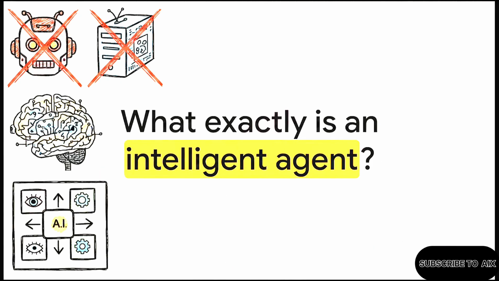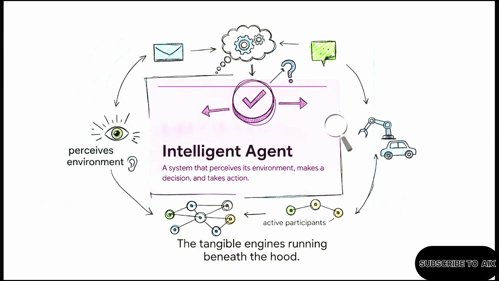So let's just kick things off with a simple question. What exactly is an intelligent agent? I mean, it's super easy to let your mind wander to those classic sci-fi tropes, right? Humanoid robots, supercomputers trying to take over the world, the whole shebang. But if we want to ground this in reality, we really need to look at the fundamental building blocks of these systems. All right, let's break down this core definition.